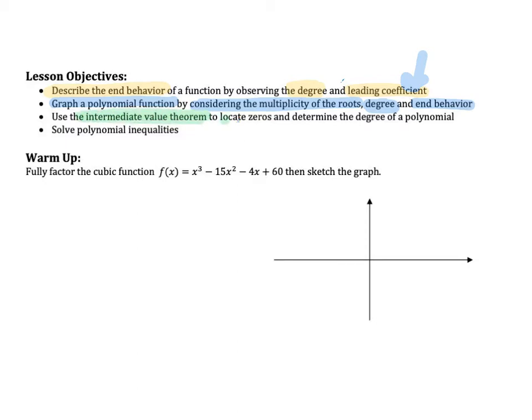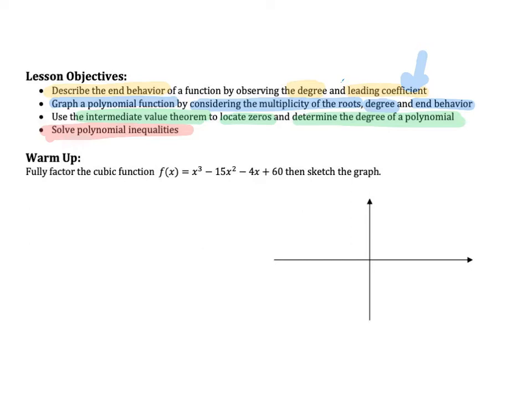We are going to learn something called the intermediate value theorem, and this theorem is going to allow us to locate zeros and determine the degree of a polynomial. So we'll have at least one example problem addressing that. And finally, our last few examples in this lesson are going to be about solving polynomial inequalities. All right, so let's jump into our warm-up.